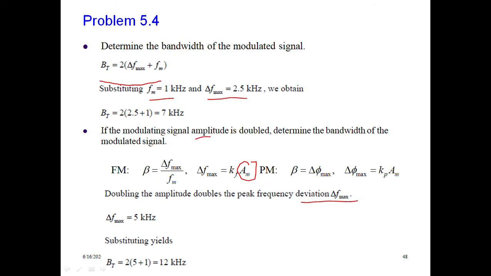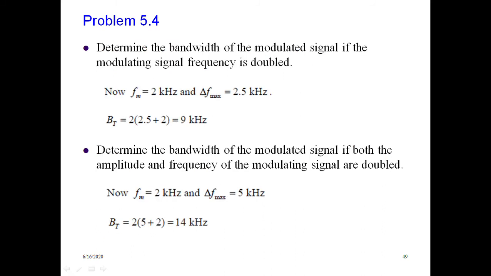Okay, so KF will be AM multiplied by 2. Now delta F max previously is 2.5. Now multiplied by 2, we assume AM is equal to 1, so it just multiplied by 2, so 2.5 times 2 is 5. Okay, so 5 plus 5 plus 1, so if we change the amplitude, the total bandwidth will change.